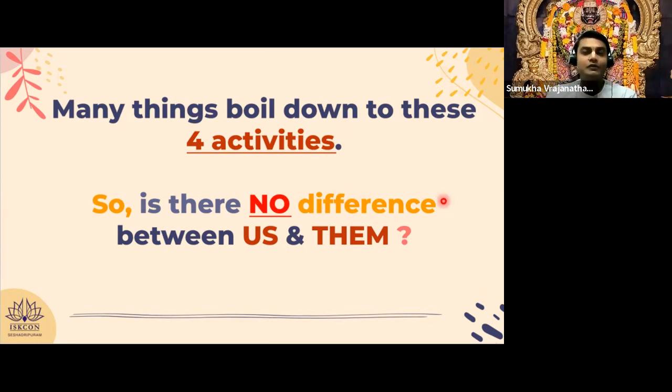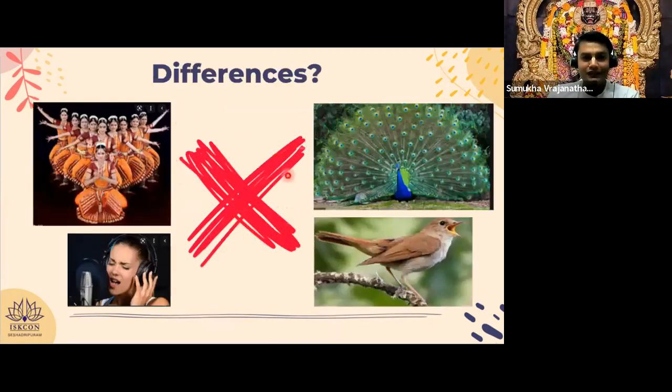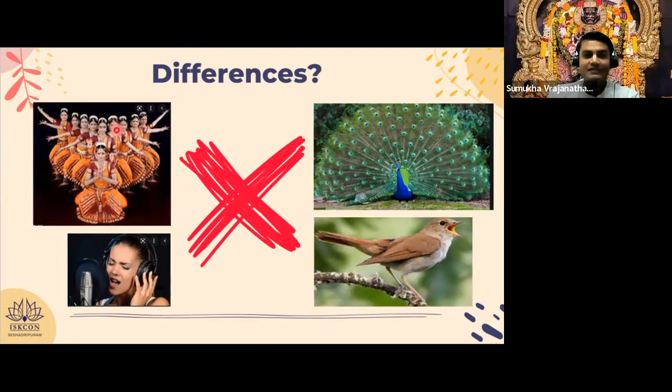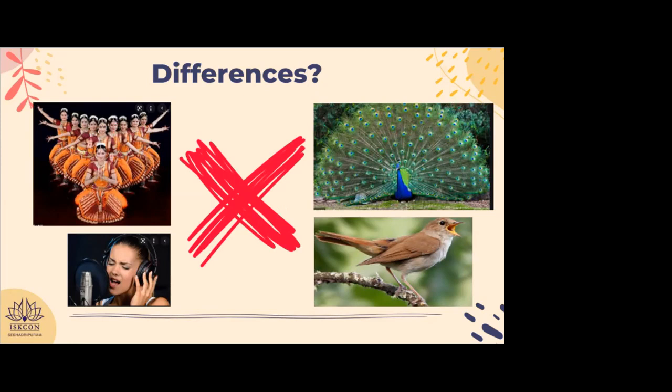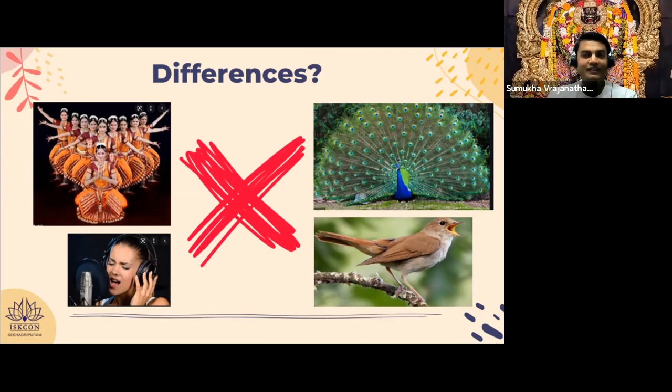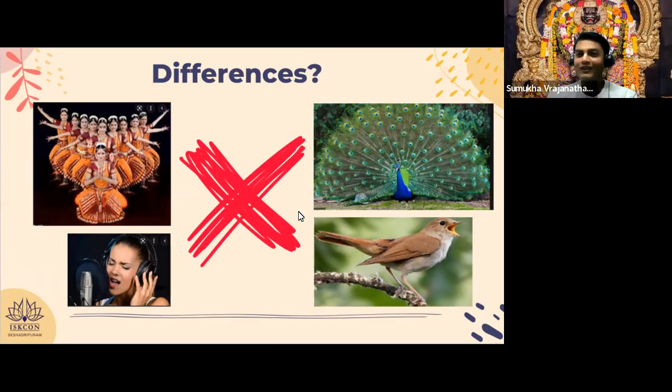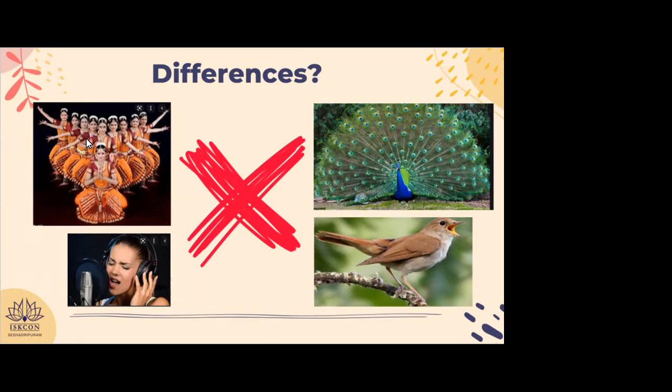I'll be showing you some photos. Are these photos showing differences between us and animals? You can see on the left-hand side some people are dancing, and on the right-hand side there is a peacock. Both are dancing. Is there any difference? No, Prabhuji. We can say the peacock dances better than human beings. Both of them dance equally well in their own ways.